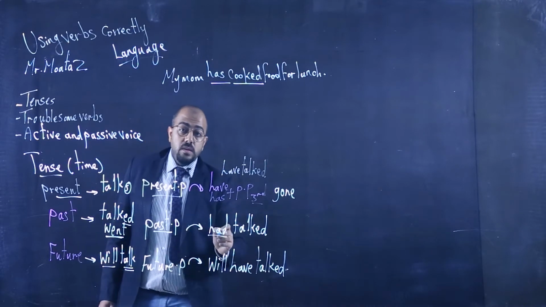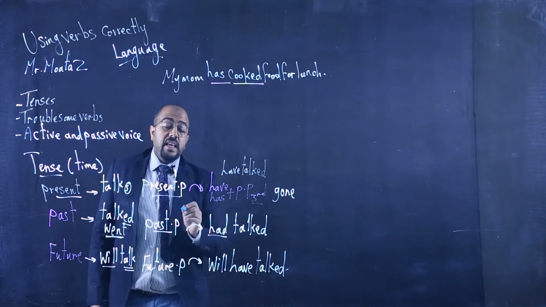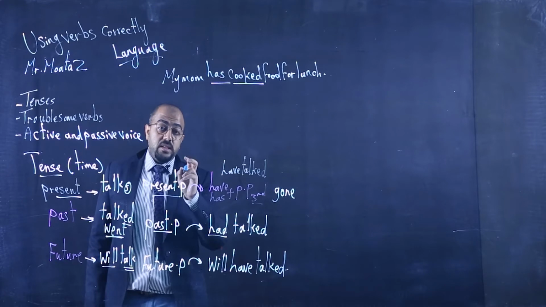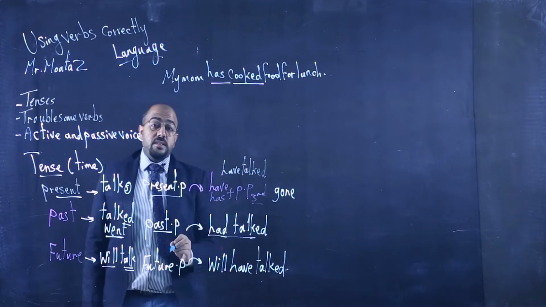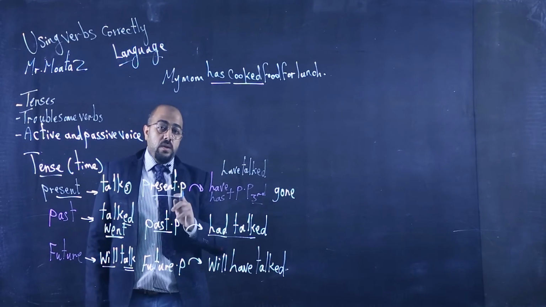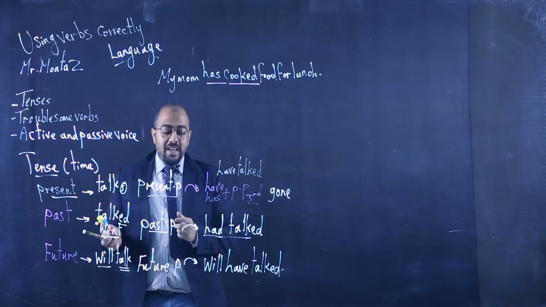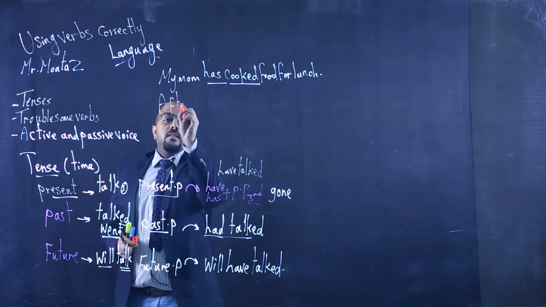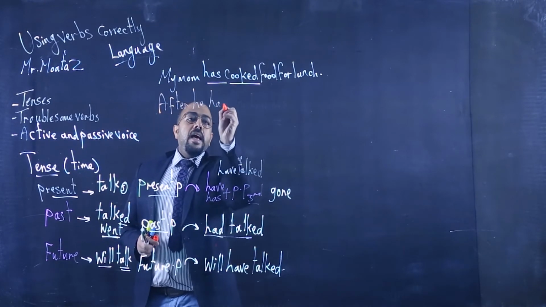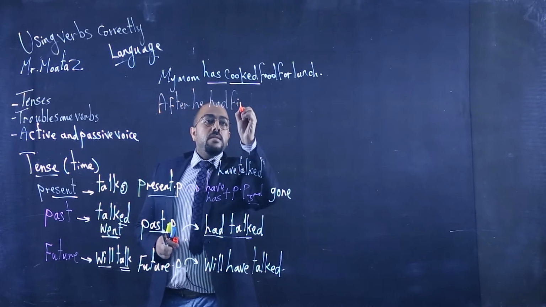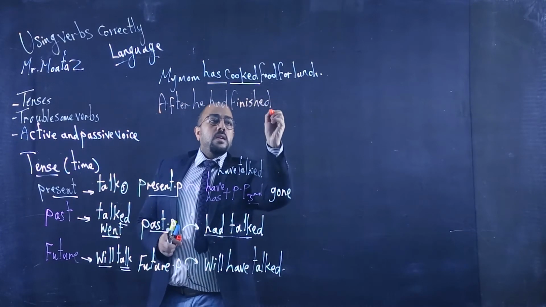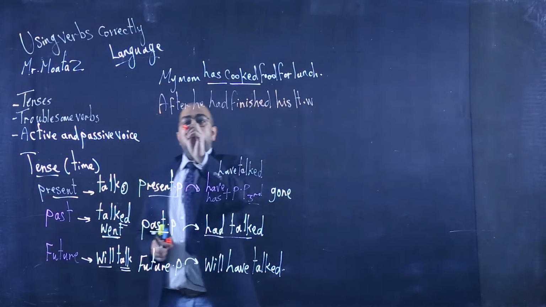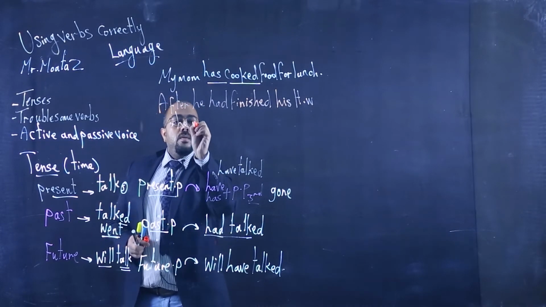What about the past perfect? It shows that an action happened in the past before another action in the past. So we have two actions in the past. One in the perfect that happened first, and the second will be in the past only. To know the difference between the past and the past perfect, we have a sentence here: after he had finished his homework, he watched TV.